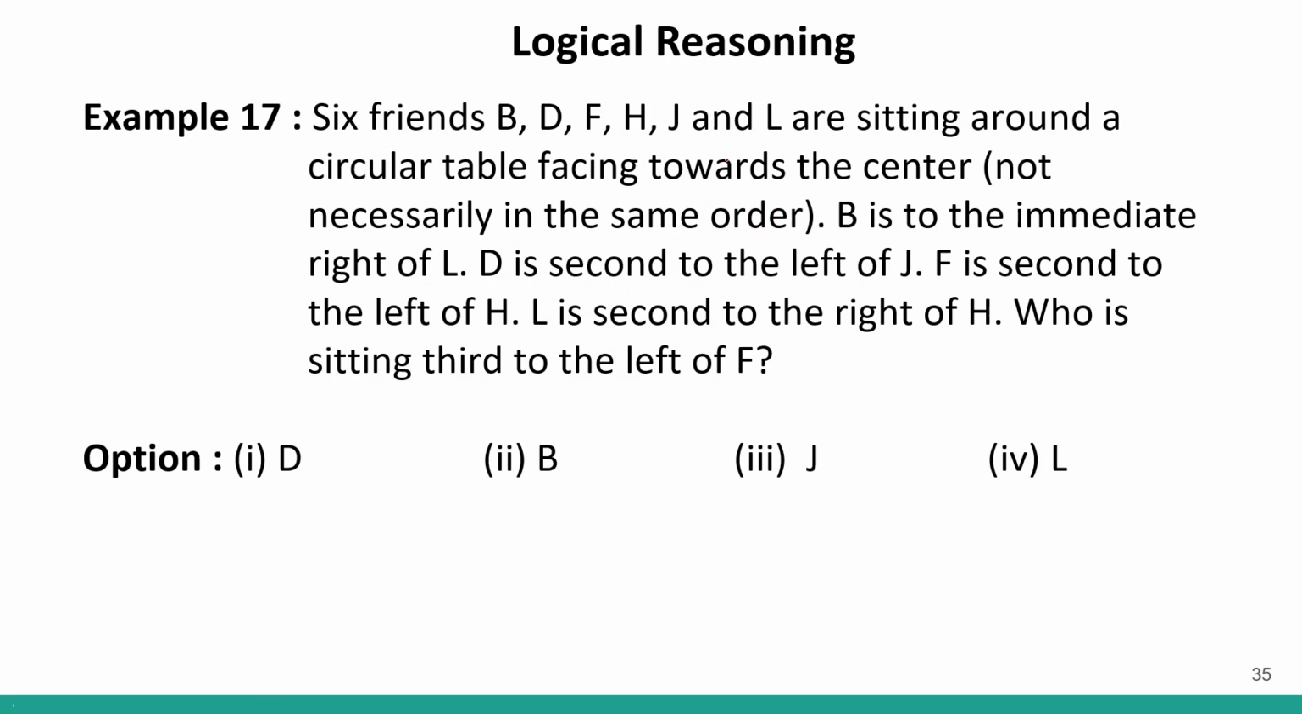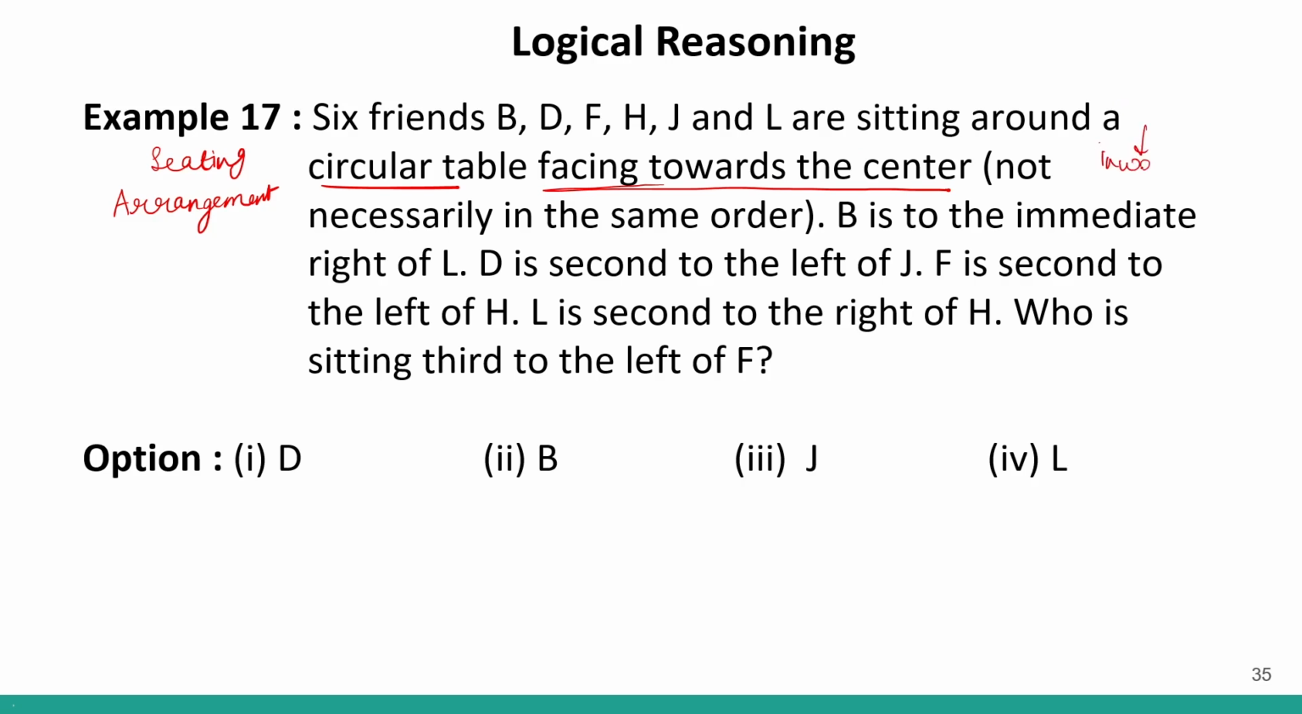Clear? Now, 6 friends are sitting around a circular table facing the center, and we have to find certain positions. So this is a question on seating arrangement. Which type of seating arrangement? Circular seating arrangement. Okay, so there are 6 friends, they are sitting around a circular table facing towards the center. So it is very important to see what is the direction in circular seating arrangements, or a seating arrangement around a table. Basically, there are 2 directions.